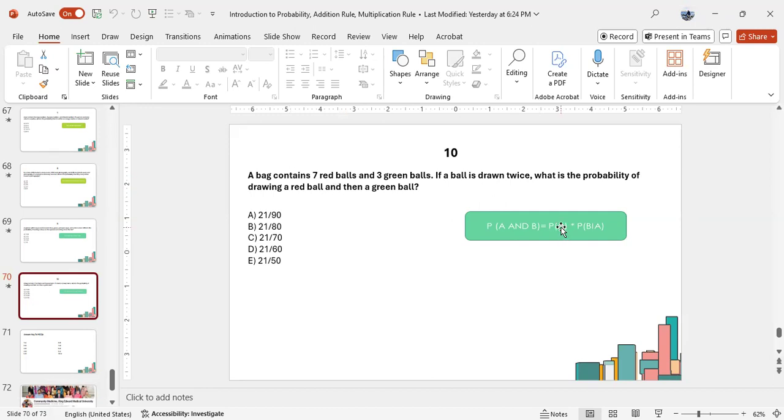Here we had 7 by 10. Here we have 3 by 9. 7 into 3, in the numerator we have 7 here and 3 here. 7 into 3 equals 21. That is, by the way, the same in all option sets. And in the denominator we had 10 here and 9 here. 10 into 9 equals 90. So A would be the answer, 21 by 90.